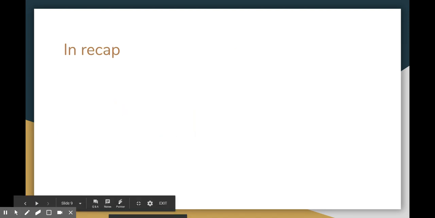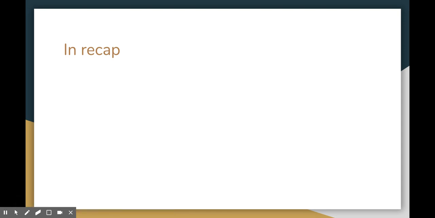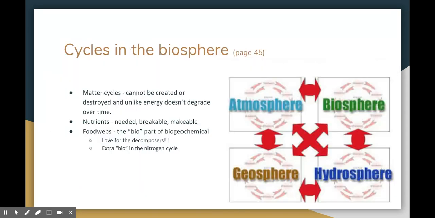In recap, I forgot to write anything here, but the moral of the story is all in the beginning. The fastest part of every biogeochemical cycle is the food web. It's the bio part. It's where the most change happens. Otherwise, it's locked up in rocks, or it's locked up in the atmosphere, or ice for the water cycle.